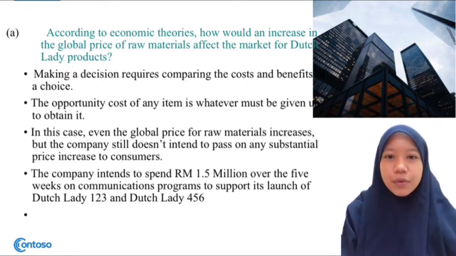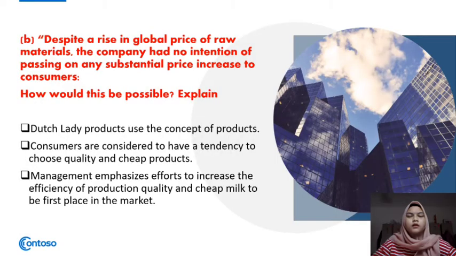Next, let's move on to question B. The second question is question B. Despite a rise in the global price of raw materials, the company had no intention of passing on any substantial price increase to consumers. How is this possible? Explain.